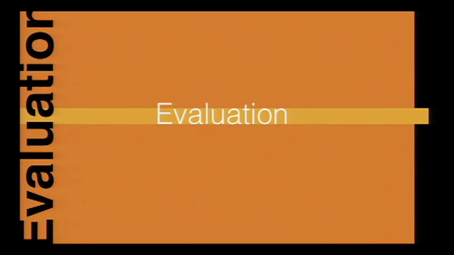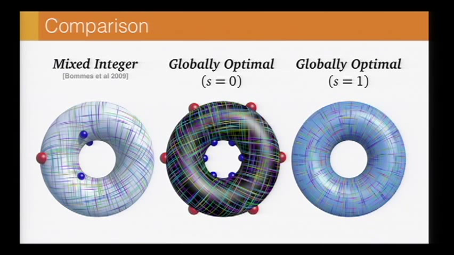Okay, so let's see how this stacks up against existing methods. And here's one simple example where I compare against the state-of-the-art mixed integer algorithm, which is very popular. And what you see is it produces a very nice smooth field on this torus, but clearly it's gotten stuck in some kind of local minimum. There's no symmetry in this solution.